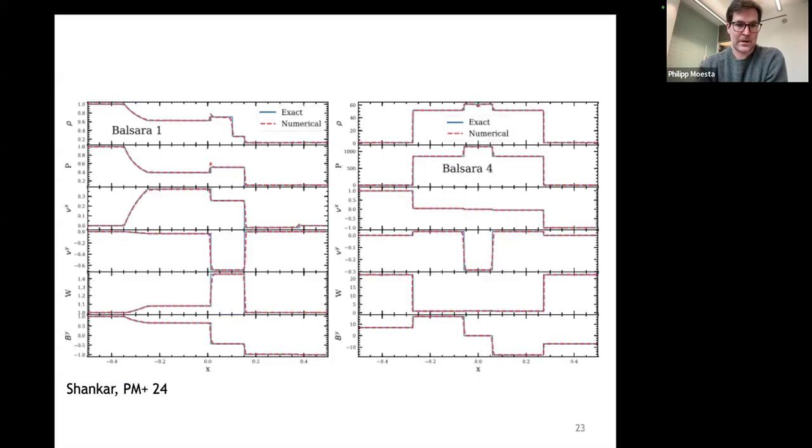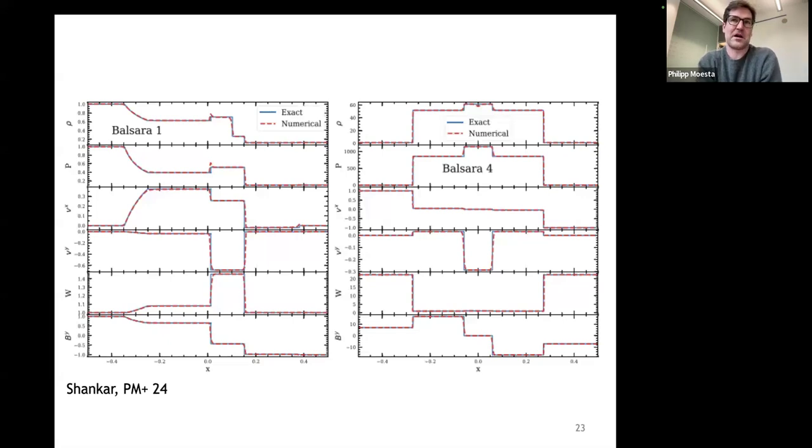Okay. How do we put this into action? We use this in our solver and run initially simple tests to make sure that our Riemann solver and our MHD evolution scheme are doing the right thing. What you see here is from our GPU code GRMX, a set of shock tube tests.